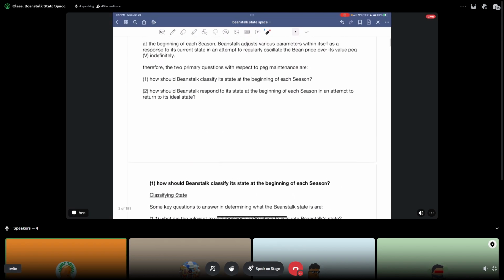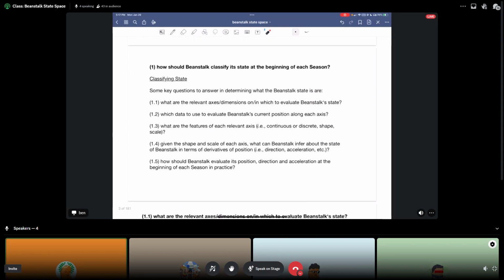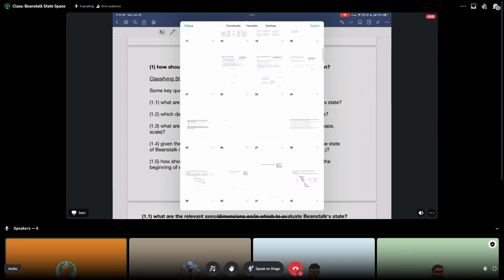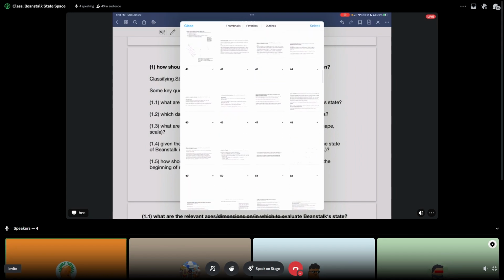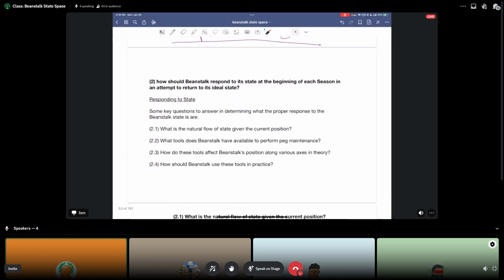And then the second question, how should Beanstalk respond to its state? That's something we'll leave for later on. And maybe it would have been better to have a slide talking about what those questions are. Maybe I'll skip ahead and just go through it briefly. Apologies, we're doing this a little bit on the fly.